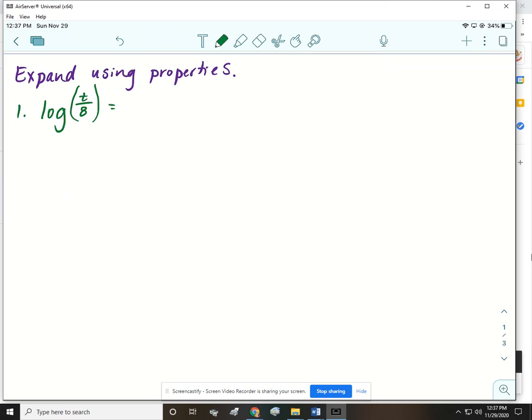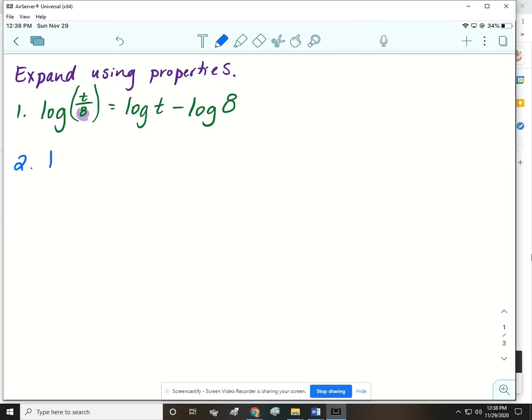All right, since this is a quotient, we would break it apart using subtraction. And don't forget that if the argument that you're using for your problem comes out of the denominator, then it's a negative logarithm, so a subtraction in front of it. All right, that's it for that one. That one wasn't too terrible. Let's look at the next one.